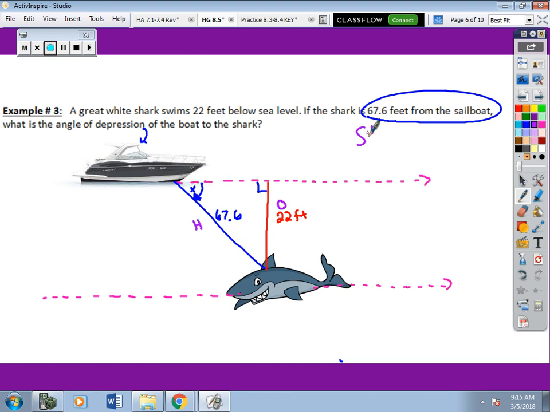So this would be sine of x equals 22 over 67.6. Again, to find an angle, we have to use the inverse. Oops, almost forgot my inverse there. And then we should just punch that into our calculator. Round to the nearest degree.